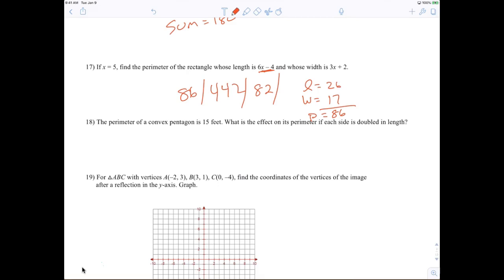Okay, so now some of you may not have known convex, so you just looked it up on your computer or your iPad. What does convex mean? All right, so it is a convex pentagon. What is the effect on the perimeter if each side is doubled in length? What would that do? If each side is doubled, what would that do to the perimeter? It would double it. Yeah. And if you weren't sure on that, you could have drawn that shape out. All right, it would definitely double it.